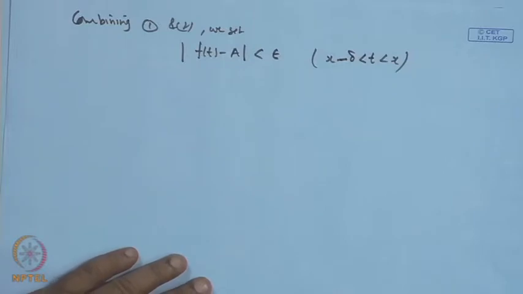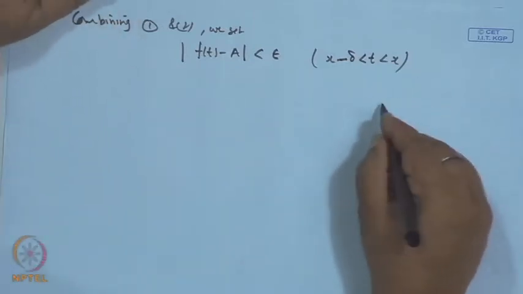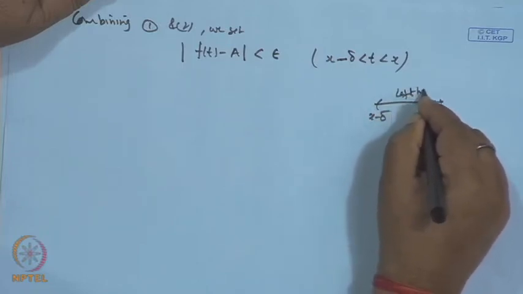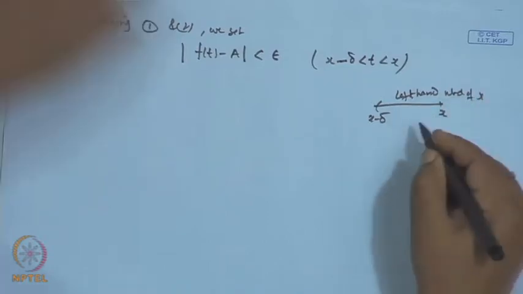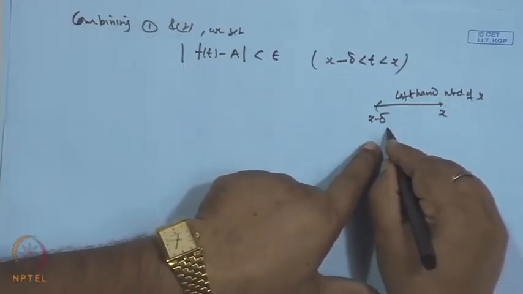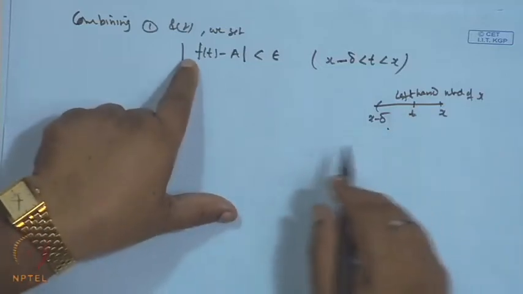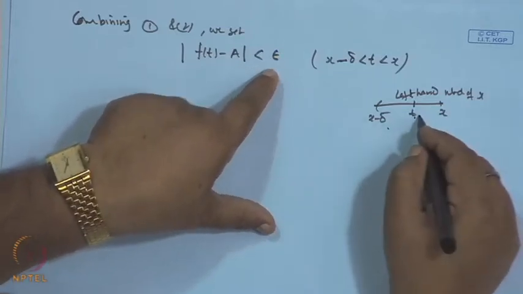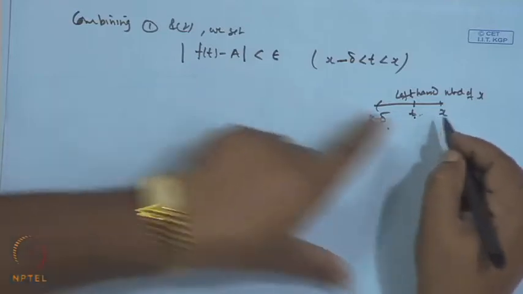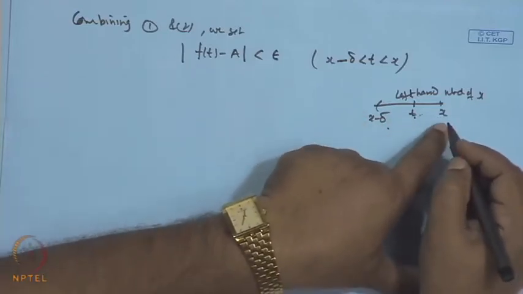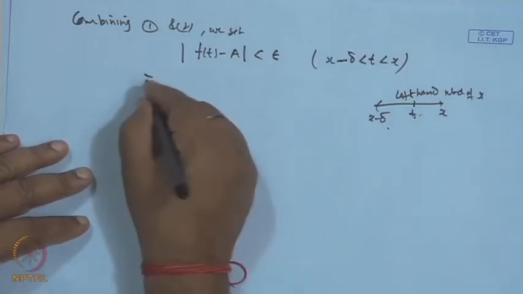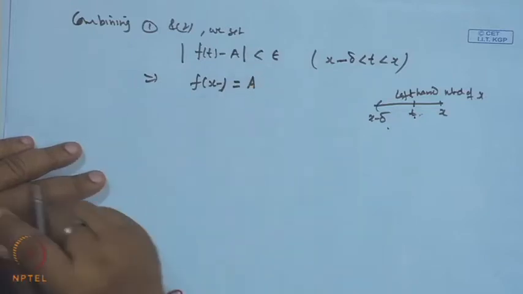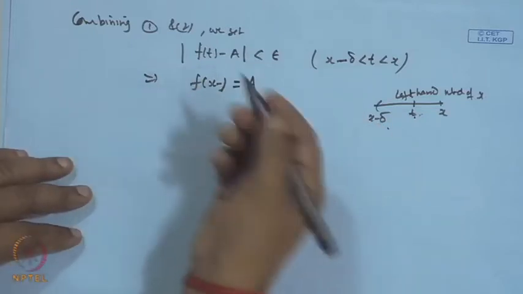Okay. So, x is the point here, and this is the left hand neighborhood of x. We are approaching from this side, and t is somewhere here. So, the image of f of t differs from a by less than epsilon. It means the left hand limit of the function as t approaches x from the left hand side is a. So, this implies the left hand limit of the function is a. That is one thing.